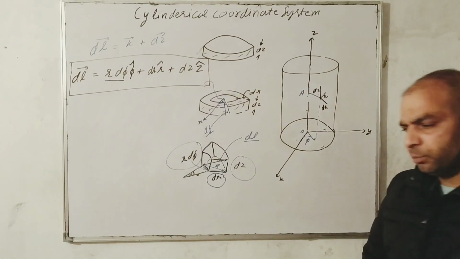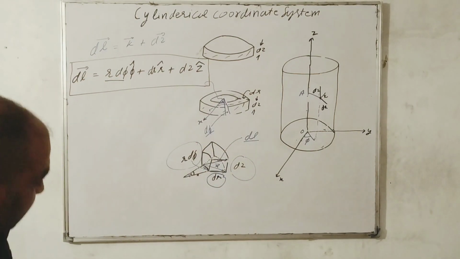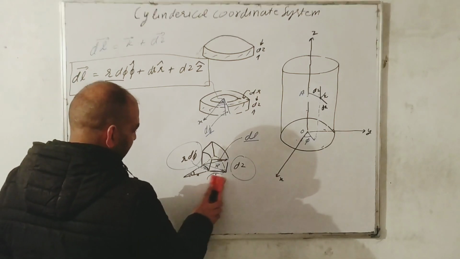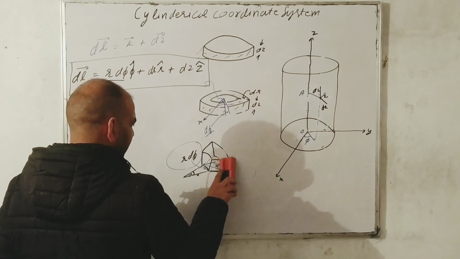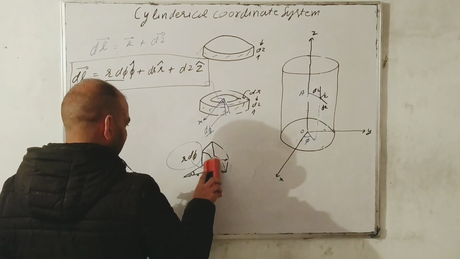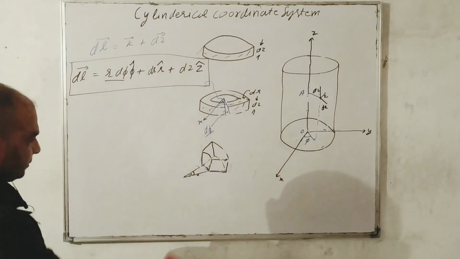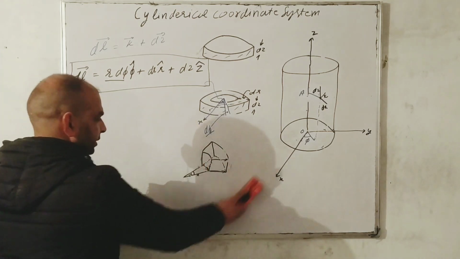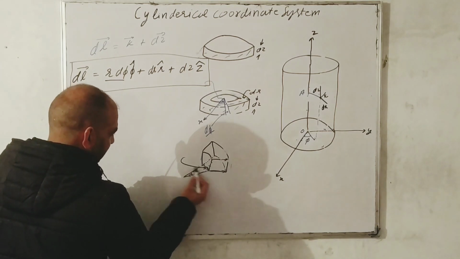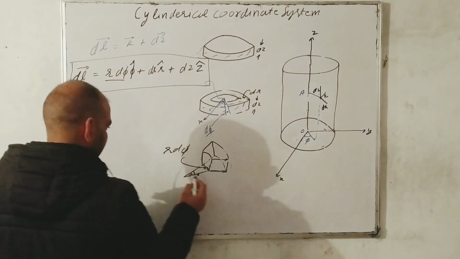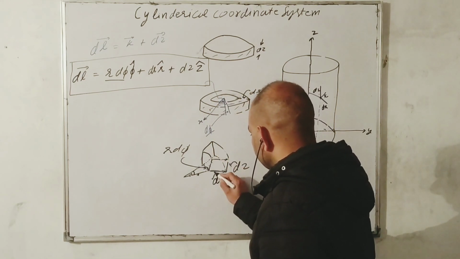Next we will write the volume element. This is a volume element because it is a small volume, that is why we call it a volume element. To find the volume element, simply multiply length, breadth and height. So what are length, breadth and height? This is r d phi, this is dr, and this is dz.